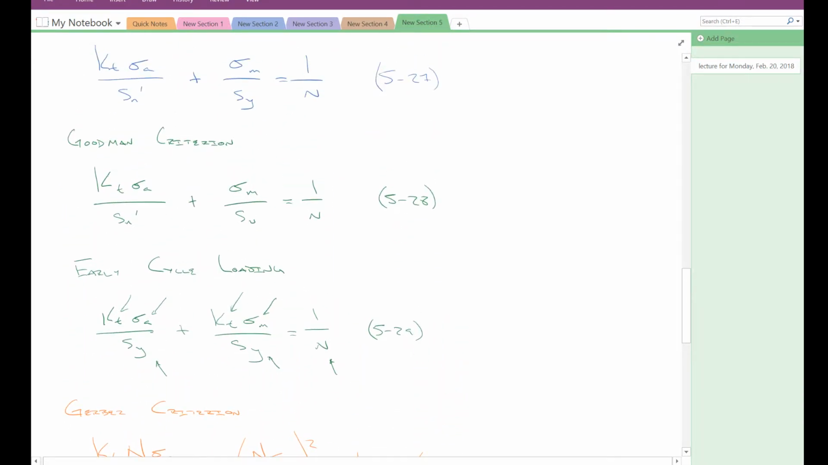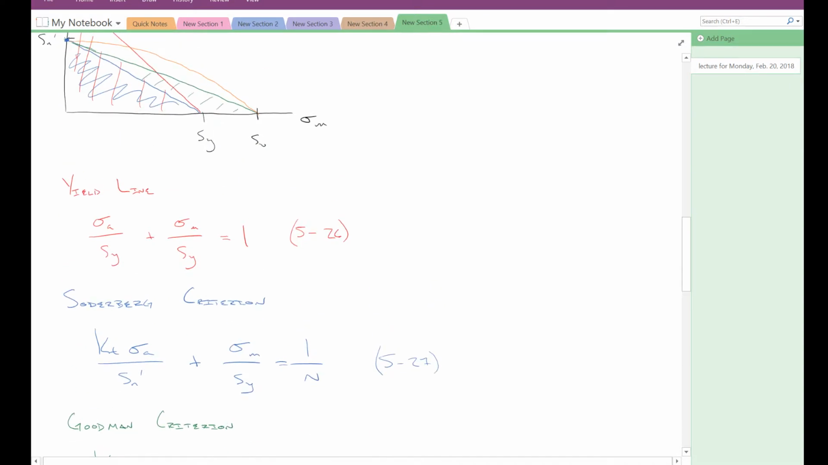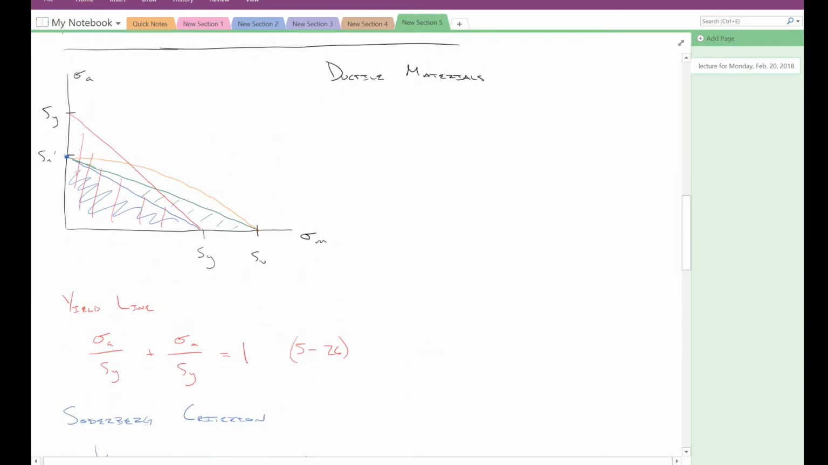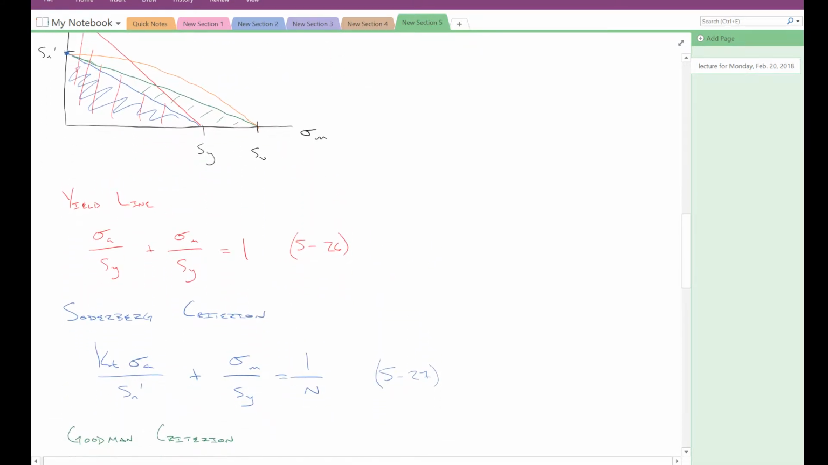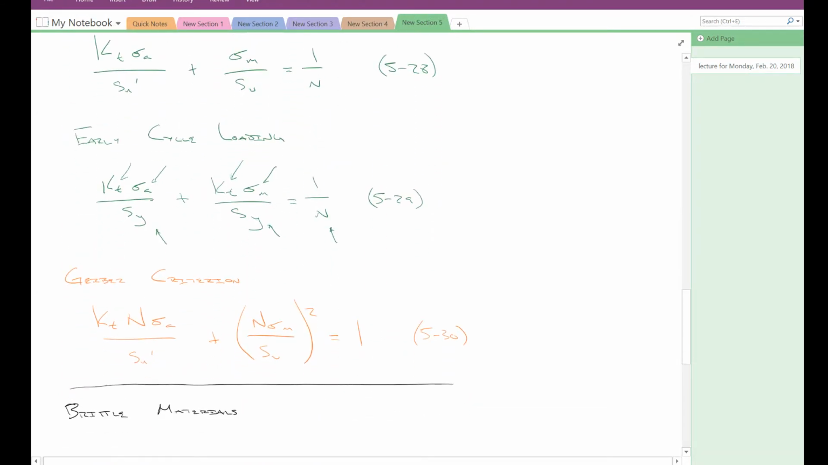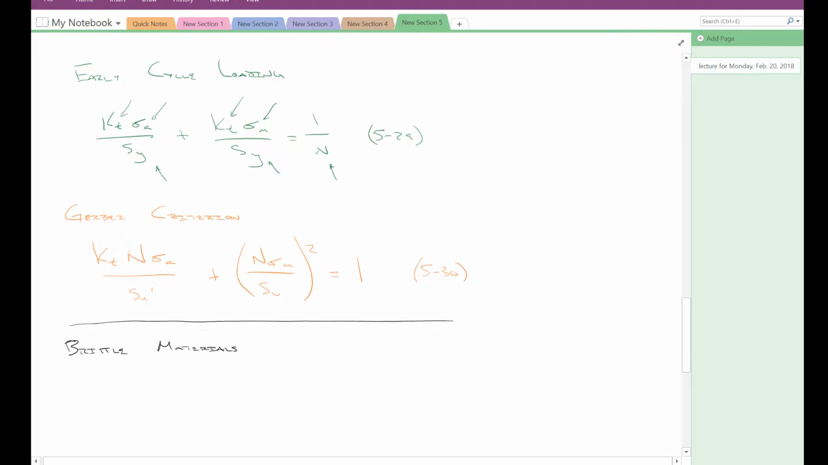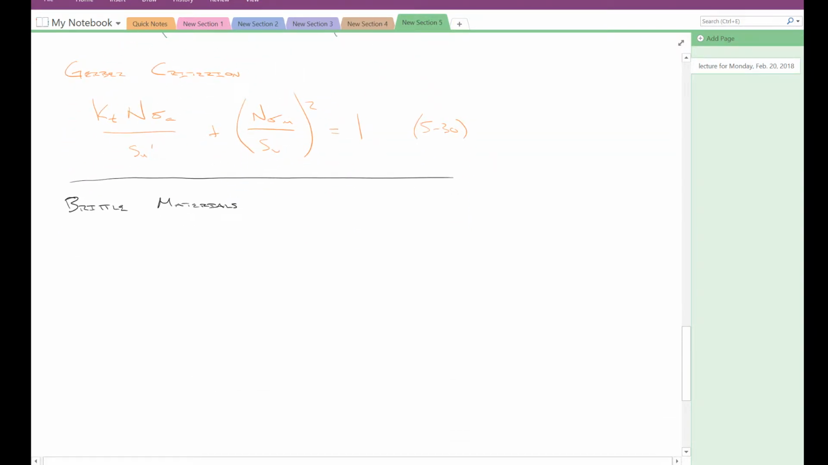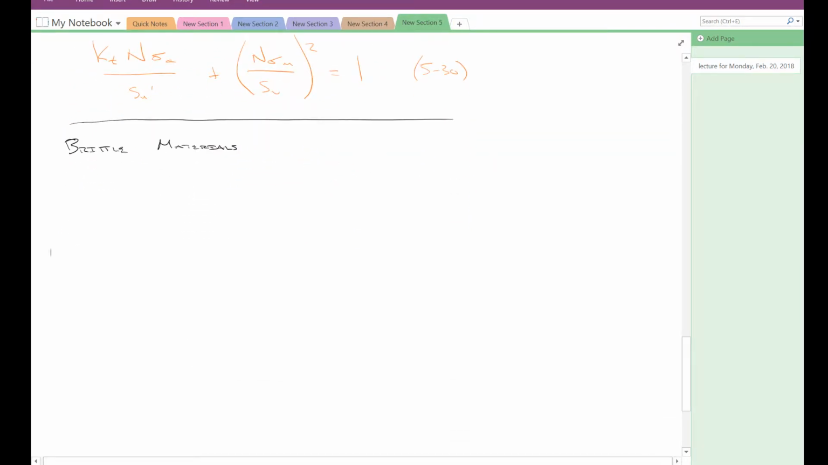So previously we looked at ductile materials, which we had this nice plot of mean stresses and alternate stresses. We had our yield line, we had our Soderberg criterion, we had our Goodman criterion, we had our early cycle loading check, and our Gerber criterion. So with brittle materials, the thought is that you should consider your stress concentrations in both the alternating and the mean stress considerations when you evaluate these criterion.